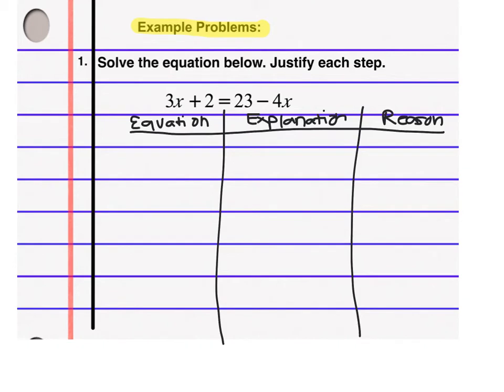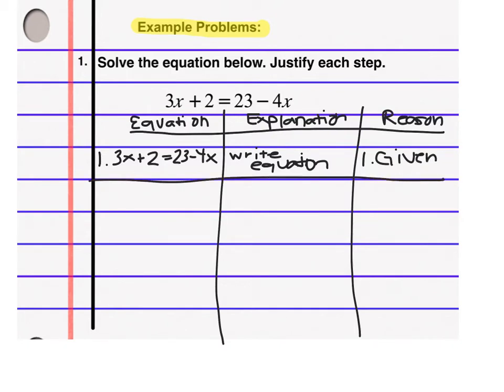Okay, and then when you're writing a proof, which we're going to be getting into this chapter, you always want to start with what was given to you. So the first line of my proof is just going to be 3x plus 2 equals 23 minus 4x. Okay, I'm just writing the equation. That'll be my explanation. And my reason is given. That was the problem that was given to me.